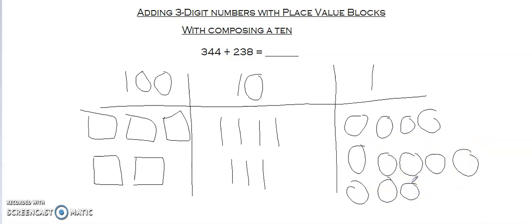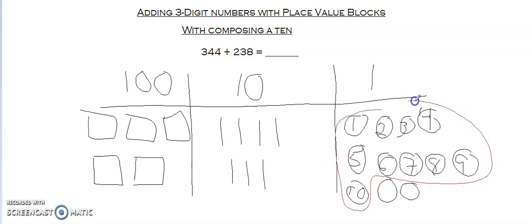Just like before, I'm going to start by counting my ones first. 1, 2, 3, 4, 5, 6, 7, 8, 9, 10. There are 2 more ones, but I'm not going to count those yet. Right now, I'm going to regroup or compose a 10.